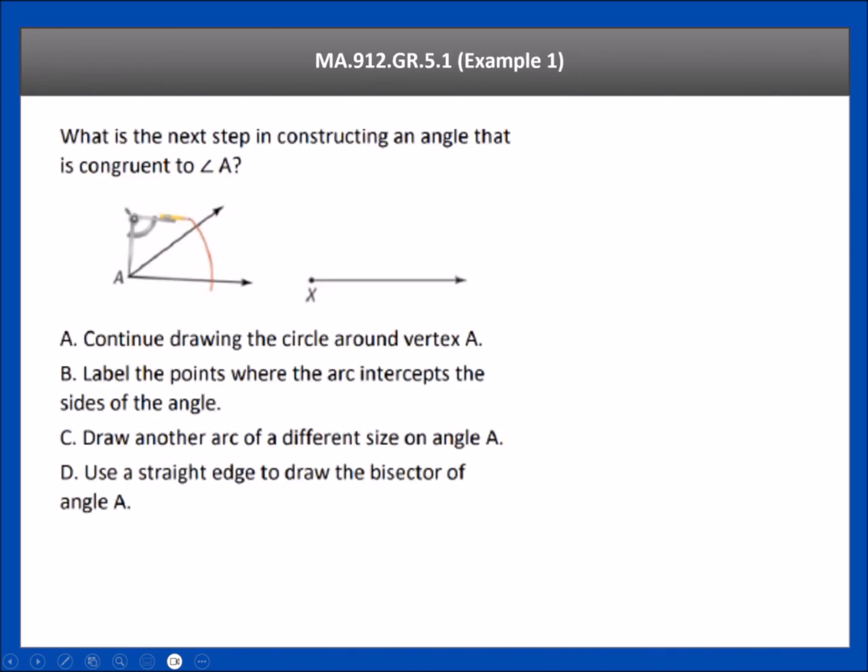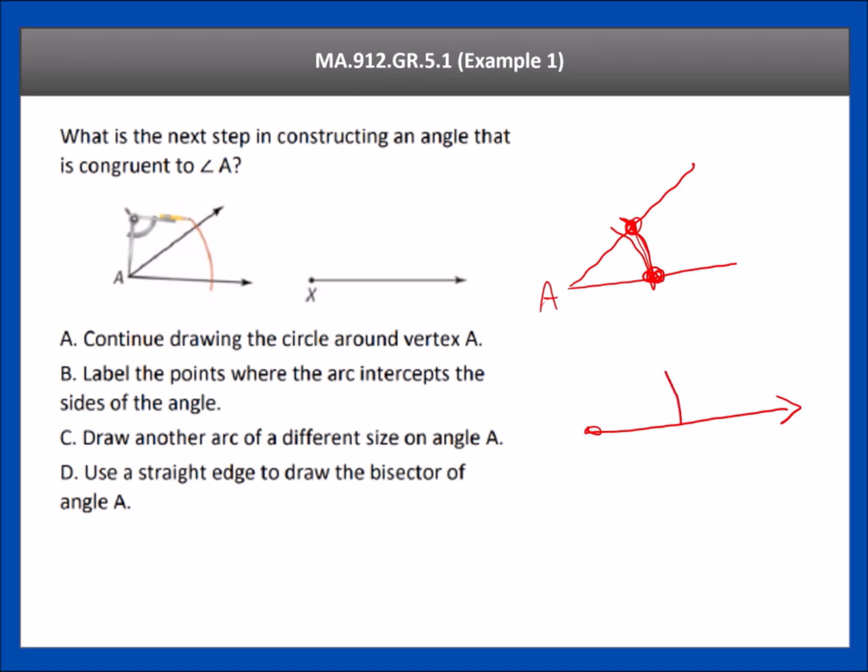What is the next step in constructing an angle that is congruent to angle A? Normally, if you want to do a construction and you want to copy angle A, let's say this is angle A. The first thing you do is draw this ray. That's step one. The next thing you want to do is draw this arc with your compass, and then you're going to label these points.